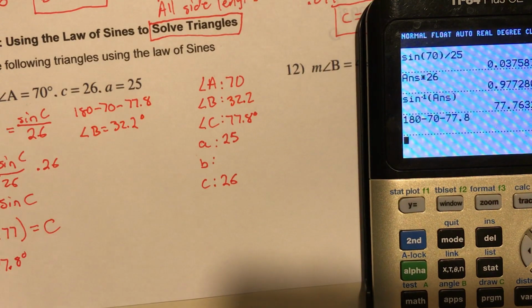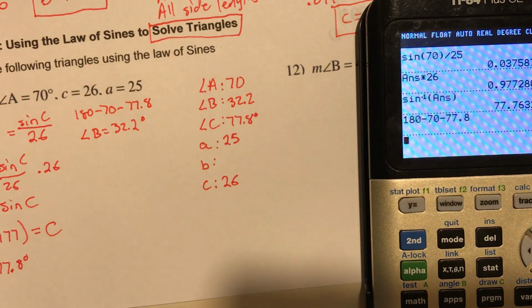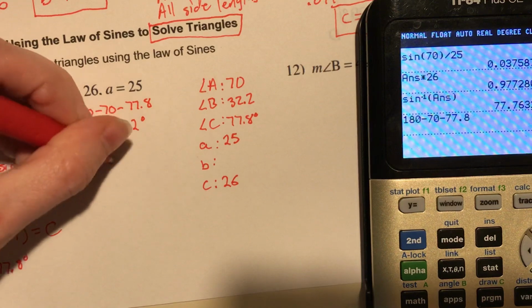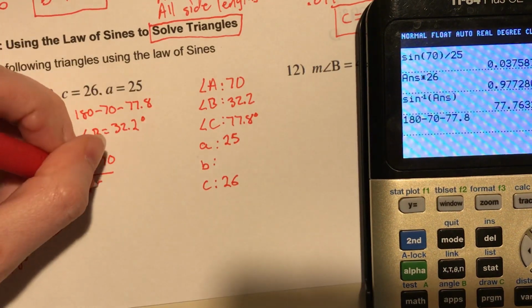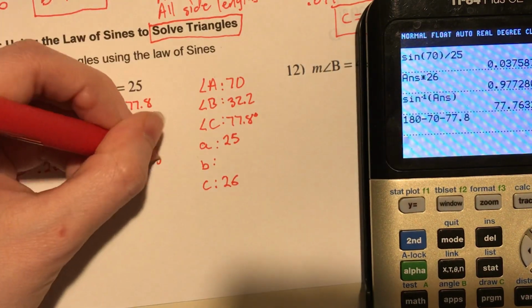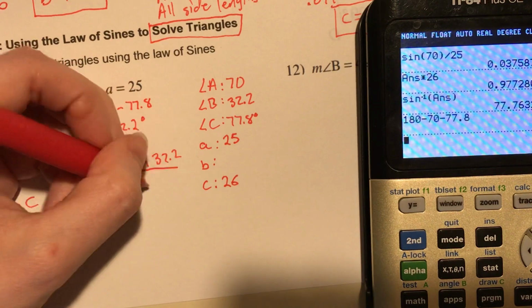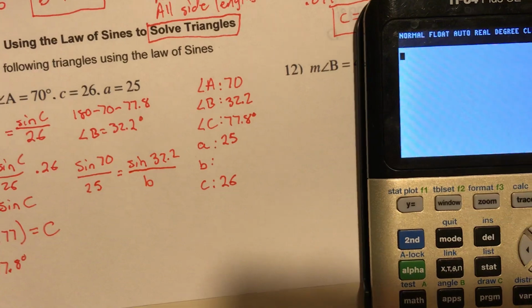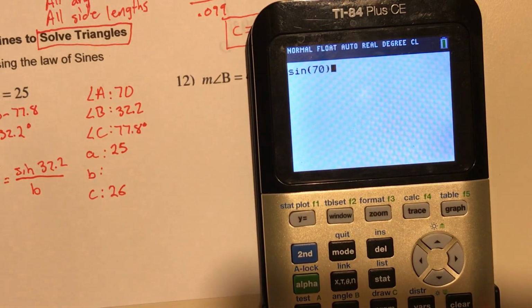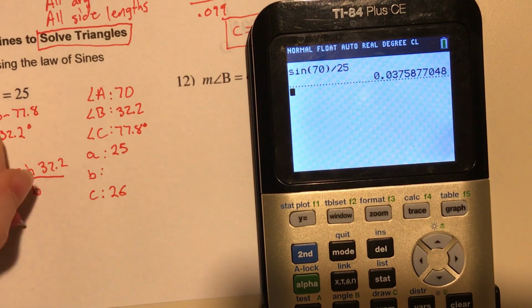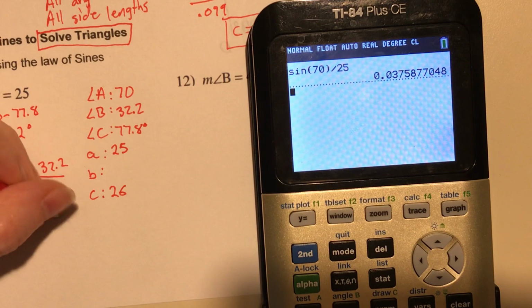Then I need to find side B by doing one more ratio. I can choose either side A over A or side C over C. I'll just use A over A. So sine of 70 over side A, which is 25, is equal to the sine of 32.2, or B, over side B, which I don't know. Let me figure out what this is: sine of 70 divided by 25 is 0.037, which equals sine of 32.2 over B.